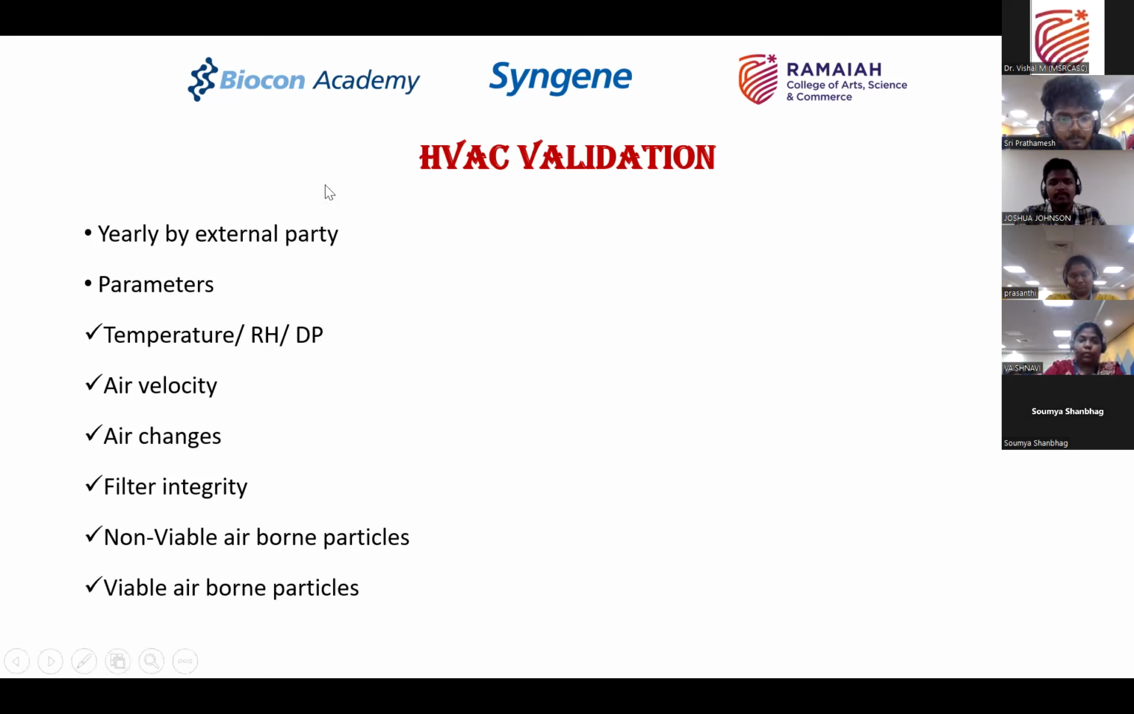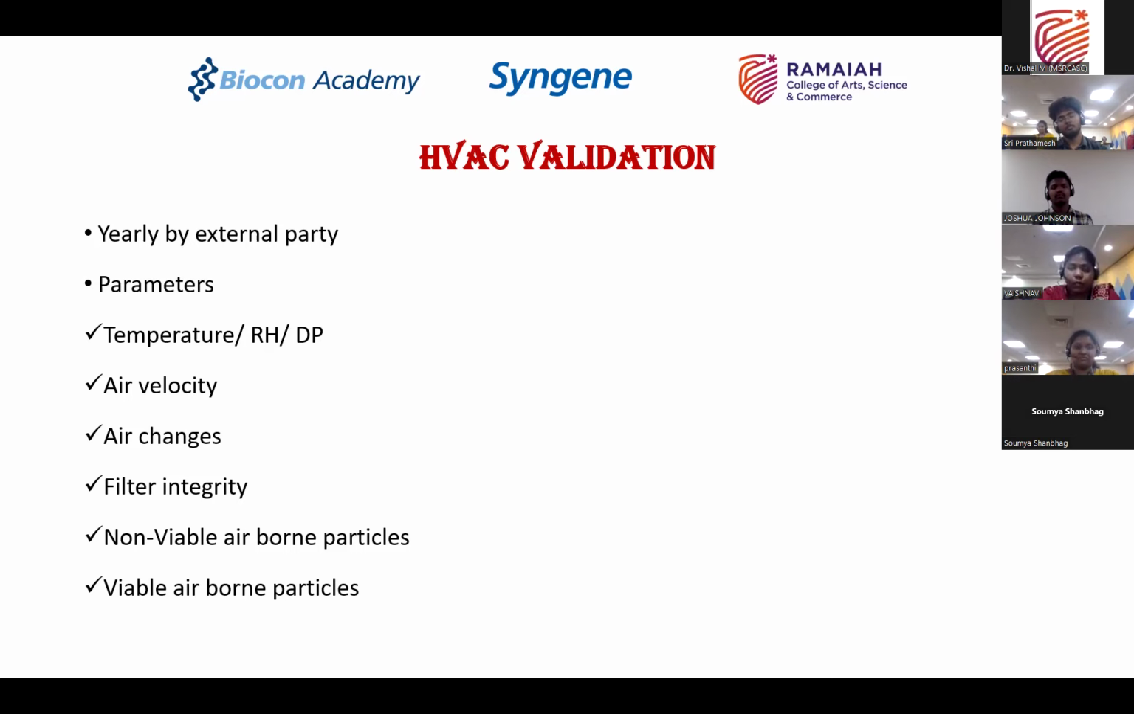Now, what are the parameters which will be used for this validation? First parameters are temperature, relative humidity, and differential pressure. Because in an industry there are different areas: the manufacturing area, laminar airflow area, clean rooms, pass boxes. The temperature, relative humidity, and differential pressures will be measured in these different areas. Then the velocity of the air and air changes, how the air changes in different manufacturing areas. Then filter integrity.